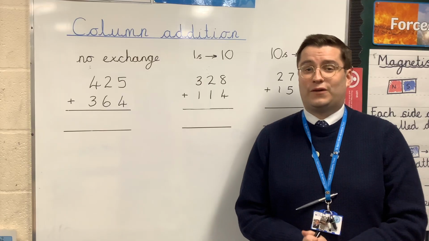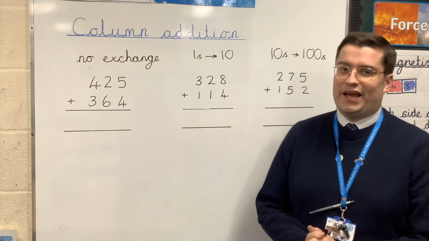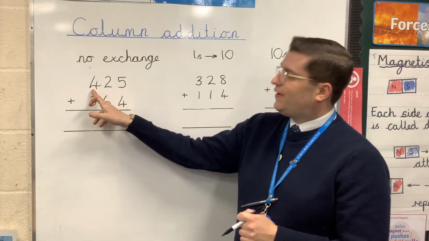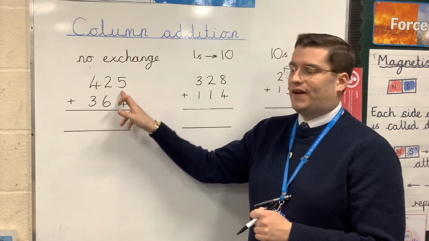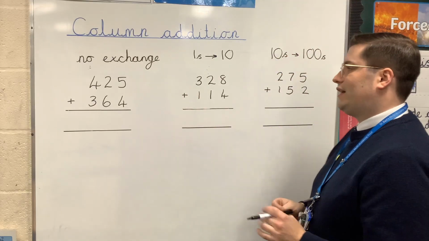Welcome to this help guide for column addition for year 3. We've focused on 3-digit numbers this year. Those are numbers with a hundreds value, a tens value and a ones value. They've got 3 parts to that number. And there are 3 different methods we need to think about.